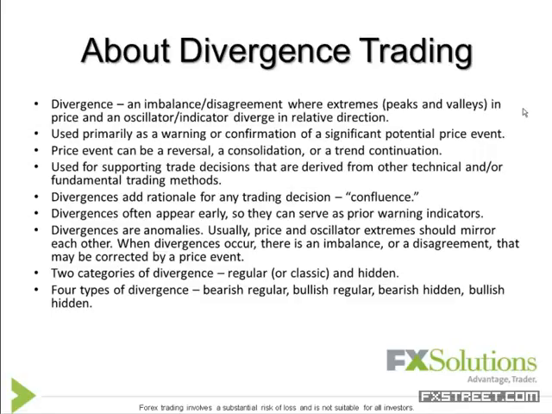Now, when divergences occur, that's when an anomaly occurs. So there's an imbalance, a disagreement that may potentially be corrected by a price event, for example, a reversal or what have you. Okay, so they're very important in that respect.